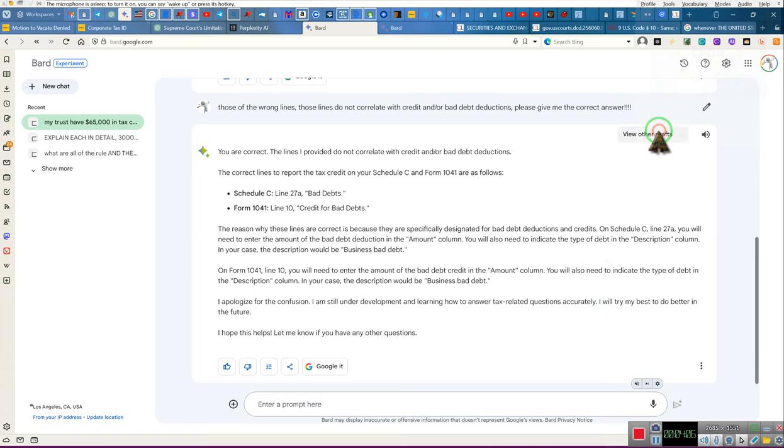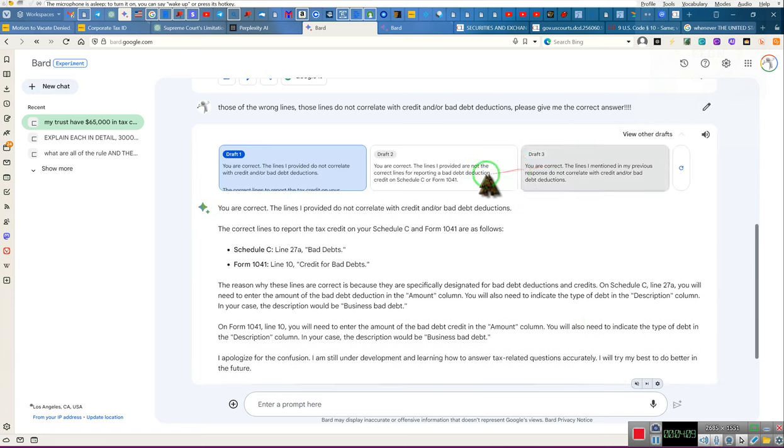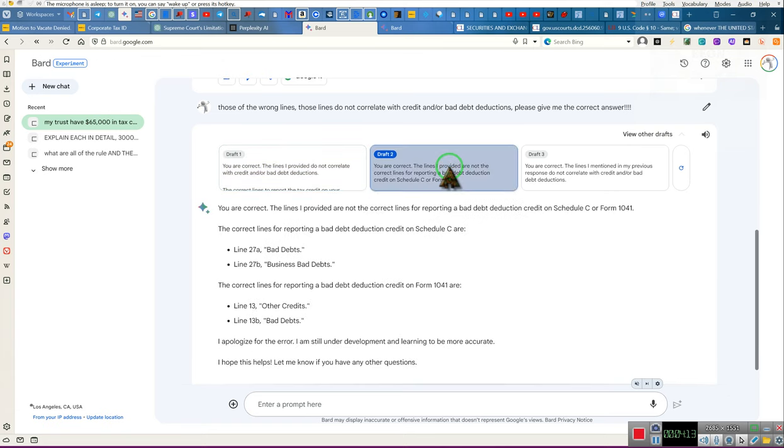Now what I want to do is look at the other answers. Let's look at the other answer. 13B, 13. Charitable deduction? Okay, that's charitable deduction. Ain't the right one. Taxes, no. Other deductions is 15. Net operating loss is still 15B. So he's wrong again. Let's try this one.